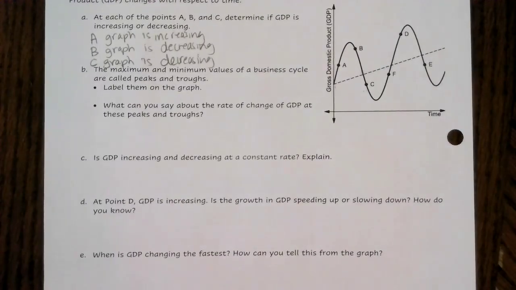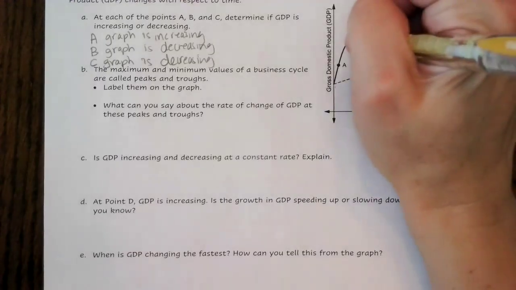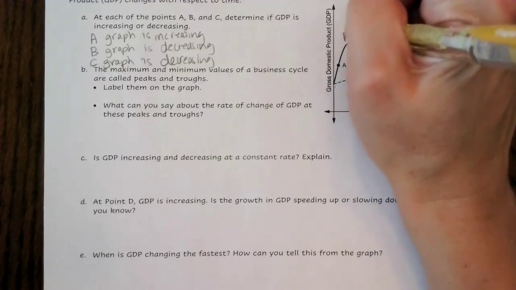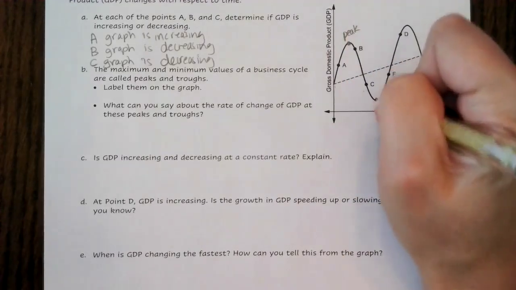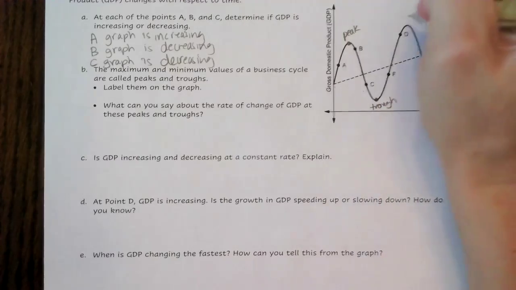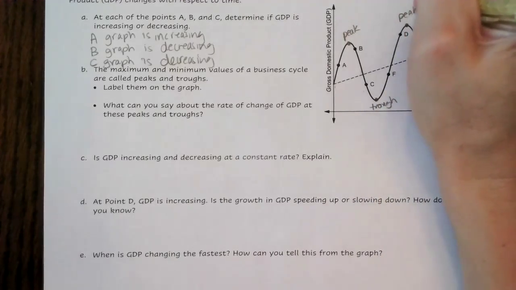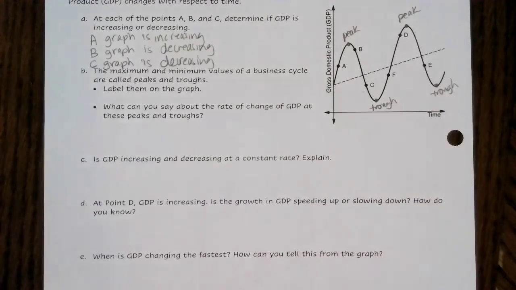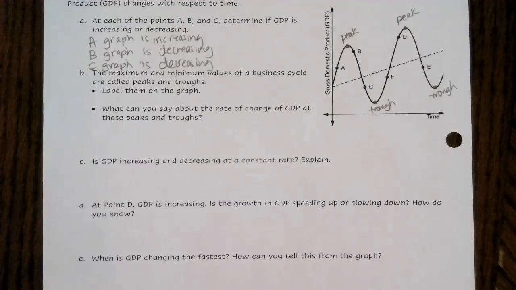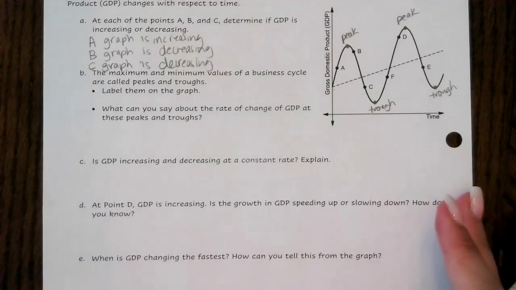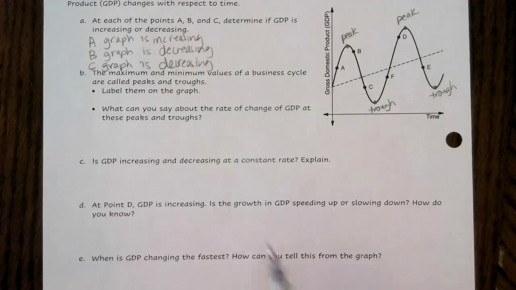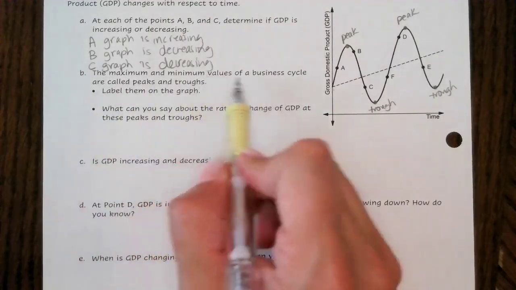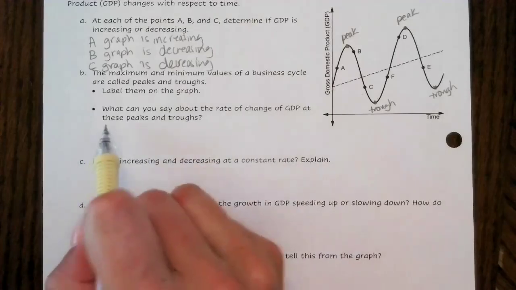All right. Part B says the maximum and minimum values of a business cycle are called peaks and troughs. Label them on the graph. So on this graph, this would be considered a peak, and this would be called the trough. And so we have another one here, peak. So I have labeled them on my graph. As we move further into polynomials, we'll talk about what those values are called in mathematical terms.